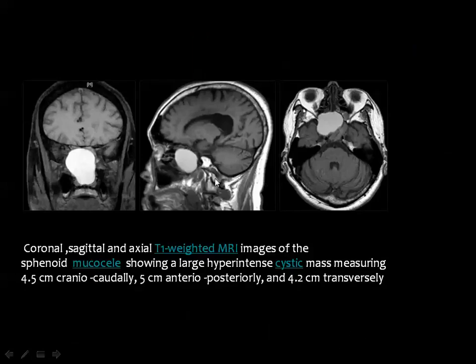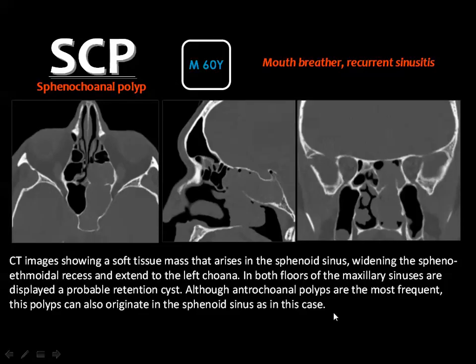And this is an example of a mucocele on the T1 weighted MRI images. You see the sinus is expanded with high signal of its contents.